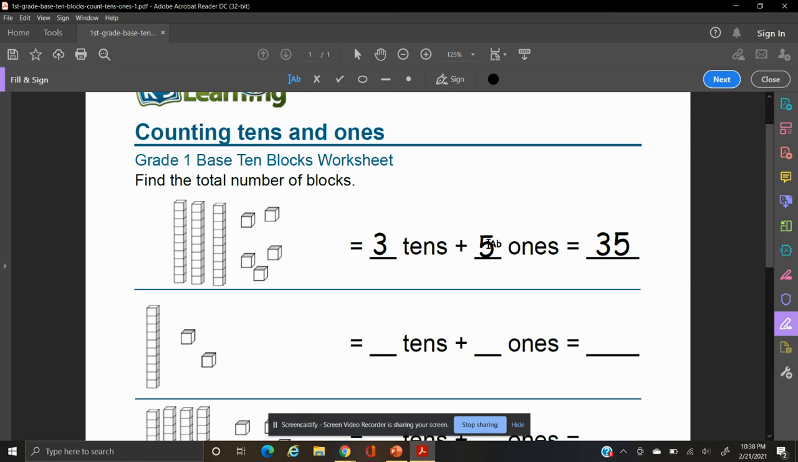So we're going to put a 5 for the ones. Now 3 tens plus 5 ones is the same thing as saying 30 plus 5 equals 35. Okay, now let's do a problem together to make sure that you're still getting the concept here.